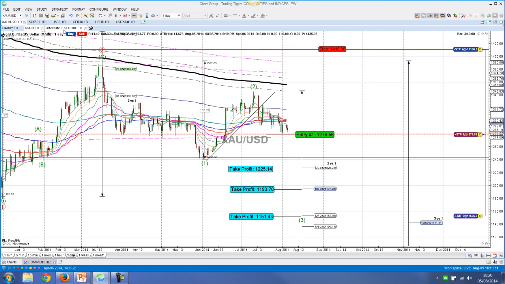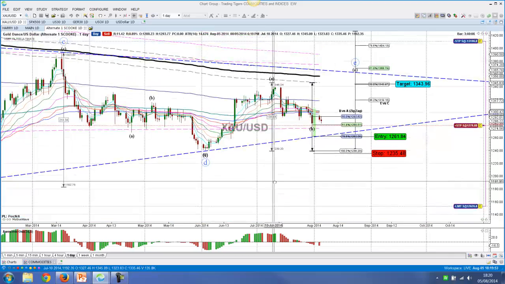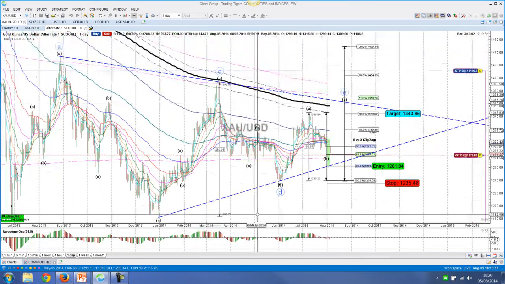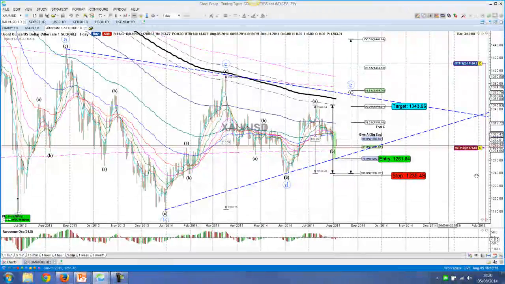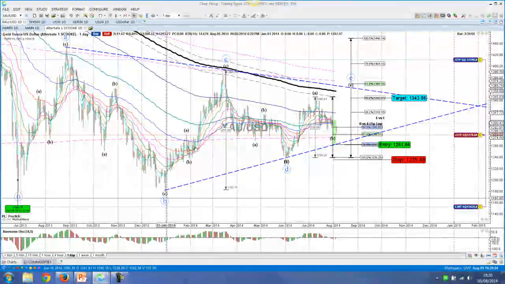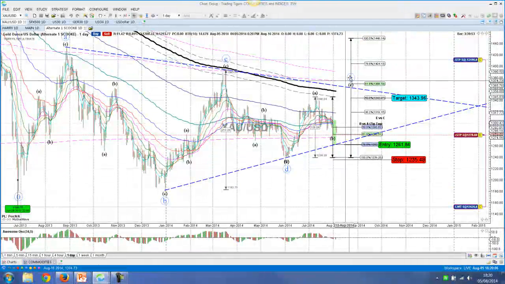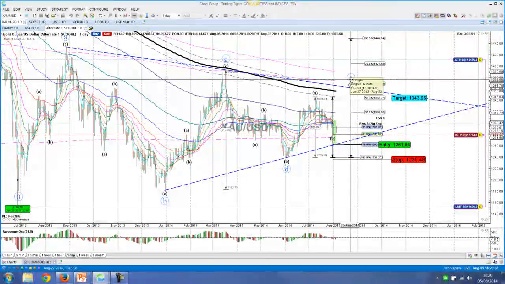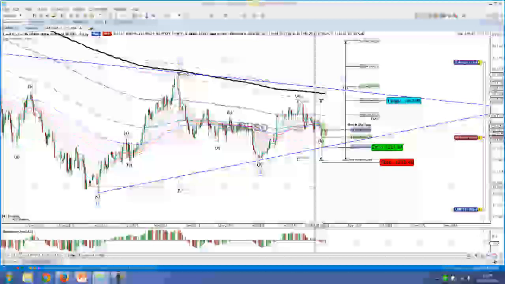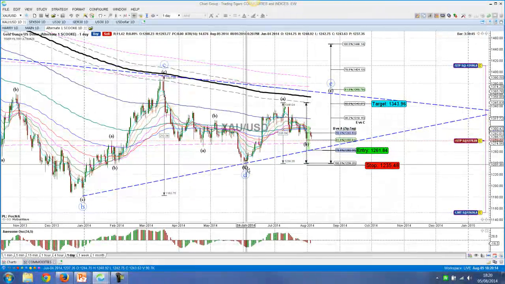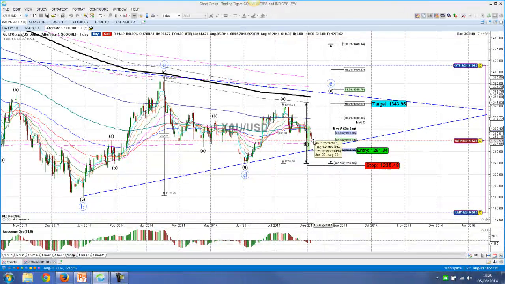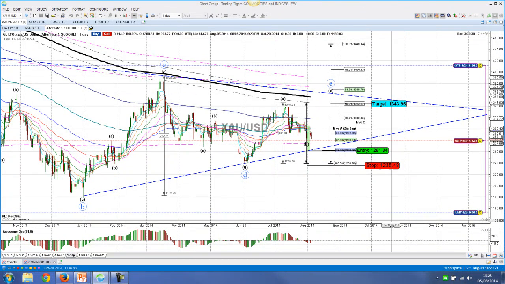And now let's have a look at the alternative count. As you can see, we've gone into a triangular kind of position, and there's the situation what we're looking at. There's A, B, C, D and E. Currently waiting for the E position to be completed, and when we look at the E position, of course we're in an ABC. There's the A, the B has come down. We're now waiting for the C position to complete.